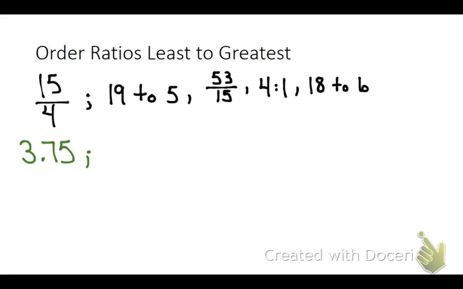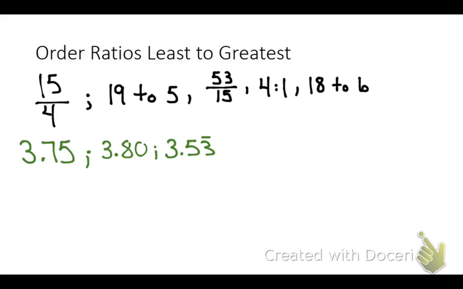3.75. Okay, it is 3.75. Okay, 15 to 4. So what about 19 to 5? What would 19 to 5 be? All right, so we just punch it in our calculator, 19 divided by 5, and we get 3.8. Go ahead and convert the last 3 ratios. Okay, so 53 to 15 becomes what, everybody? What would it be?